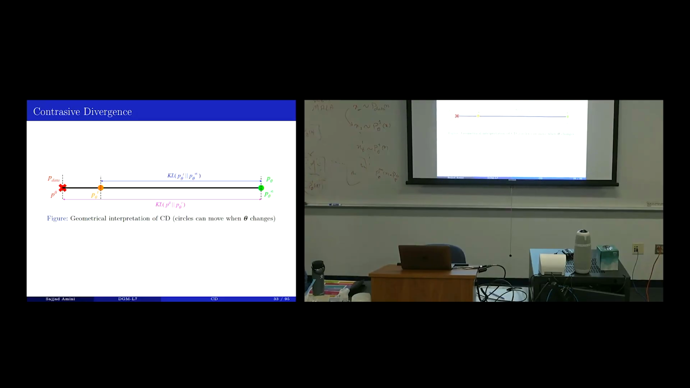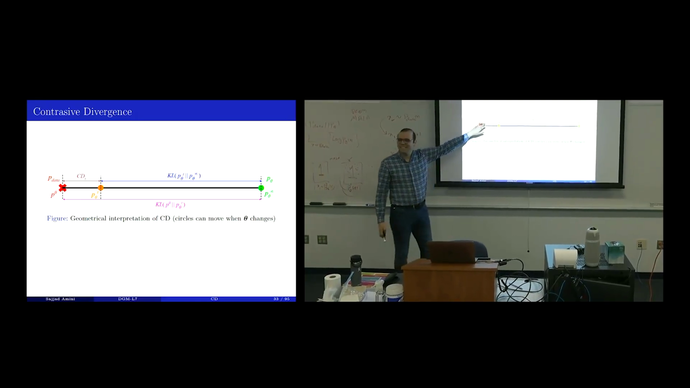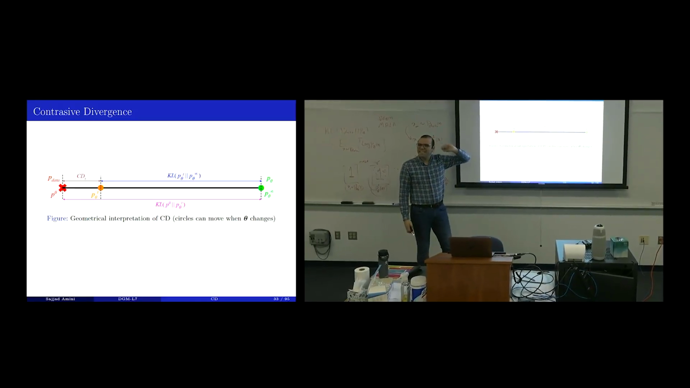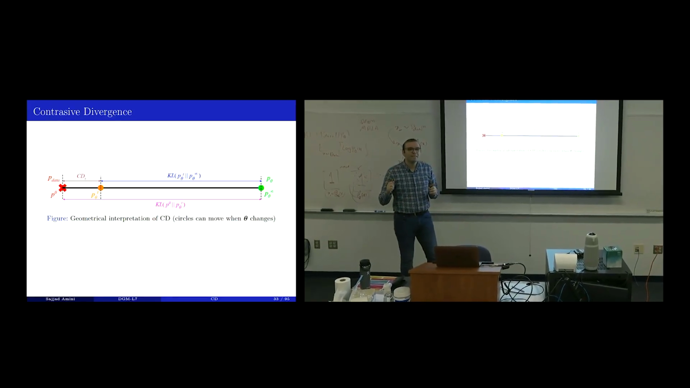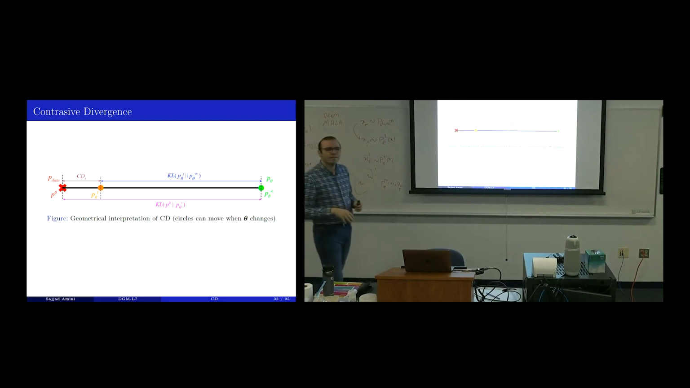So these are the two terms that constitute the CD. The difference? Yeah, exactly. This is CD. CD monitors how you escape from the first distribution, the data distribution, when you have T iterations of MALA or any MCMC method.